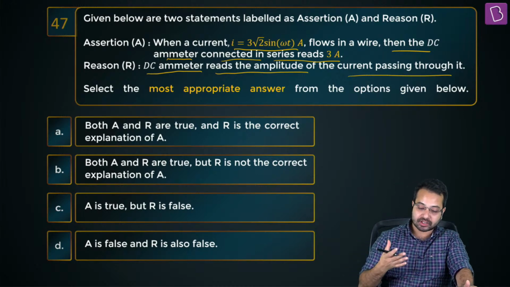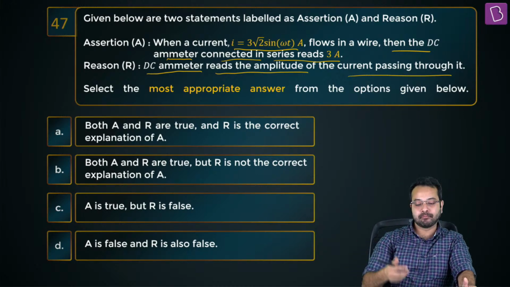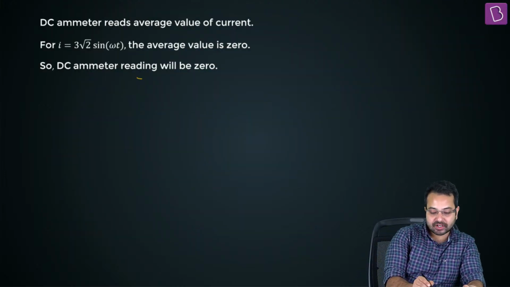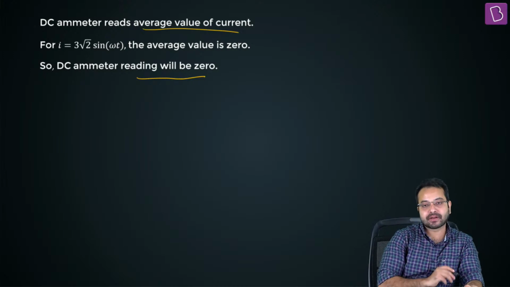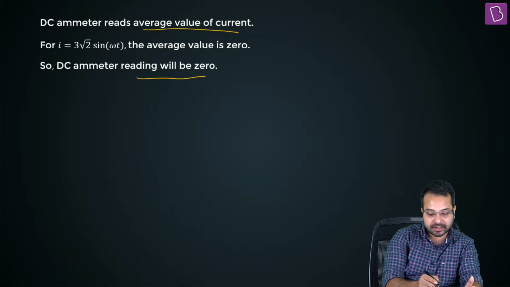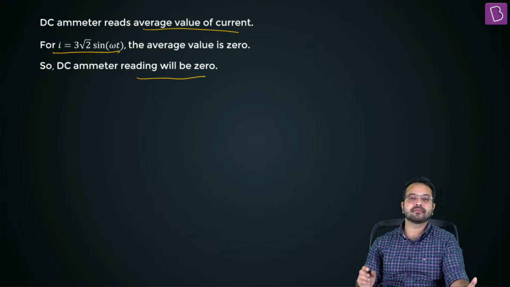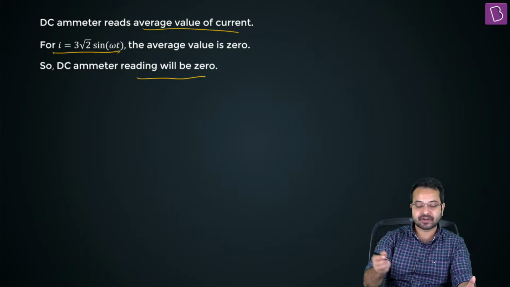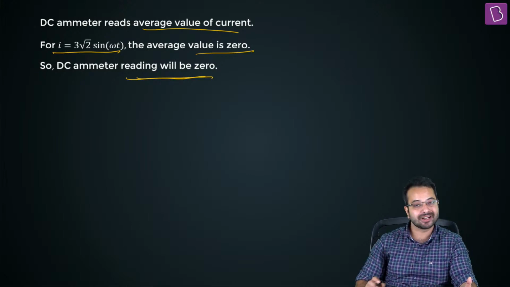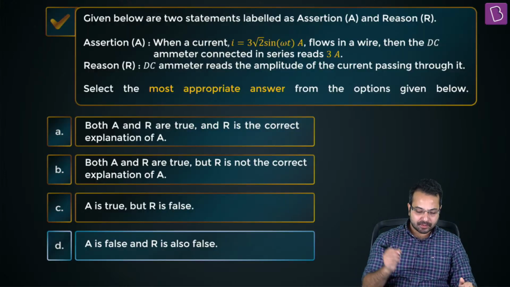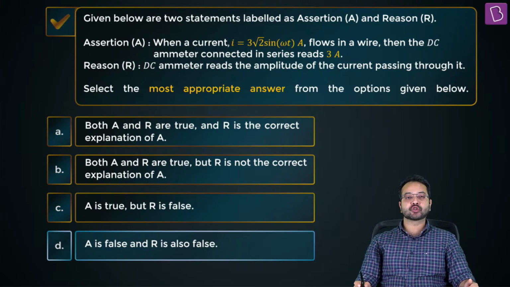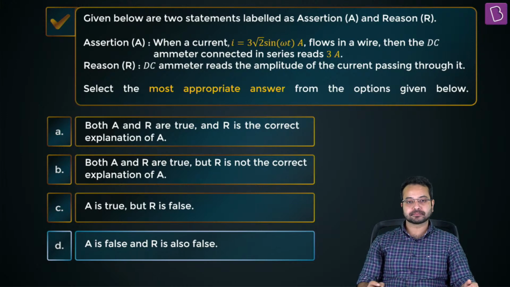Okay, so basically what is the question? What does the DC ammeter read? Okay, so DC ammeter reads the average value of the current. If current is a sinusoidal function, then obviously the average is going to be equal to 0, which means that the direct current ammeter is going to read 0. And what does it mean? It means both the assertion and reason are false. So option D is going to be the correct option.